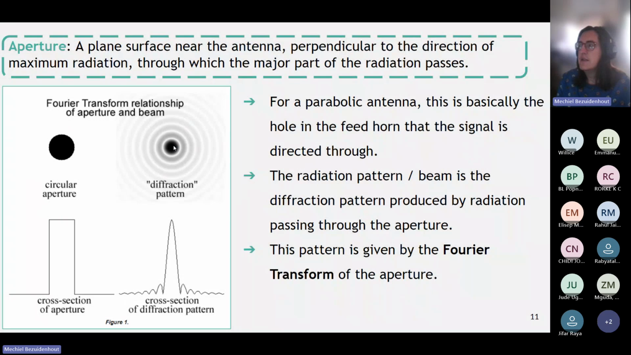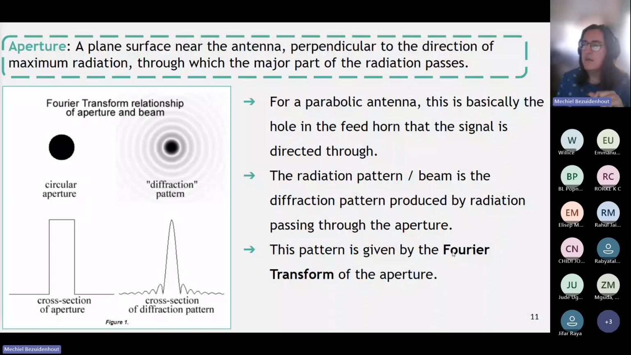And the radiation pattern or the beam is the diffraction pattern that's produced by radiation passing through that aperture. So if we have a dish telescope with a feed horn, the radiation pattern that we observe from that antenna is the diffraction pattern of the light going through that hole in the feed horn. And the mathematical relationship is that the radiation pattern is given by the Fourier transform of the aperture.